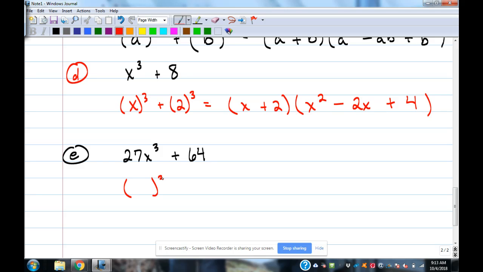So I want to rewrite it. What cubed gets me 27 x to the third? 3, and then an x to get the x cubed. 3 times 3 is 9 times another 3 is 27. So that's 3 cubed. They don't generally get really large numbers that they want you to break down here. Okay? Cubes get big quick.